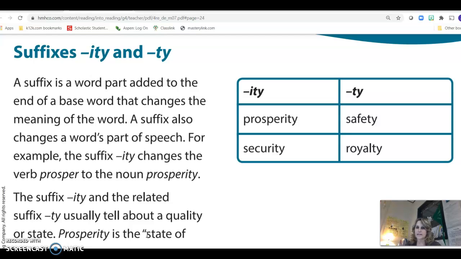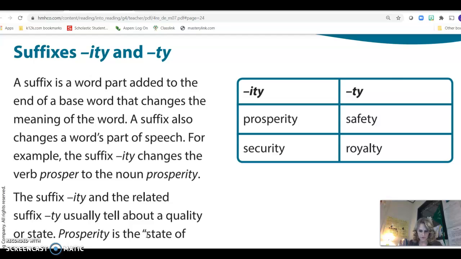Come over to safety, take off the ty, and you have the word safe. Safety means the quality or the state of being safe. Then the next one, royalty. If I take off the ty, I have the word royal. With the ty added to it, I have the state of or the quality of being royal. So remember that a suffix just changes the meaning a slight bit and can change the part of speech. You always take the suffix off to find what the root word is when it first formed. Knowing the root word can help.